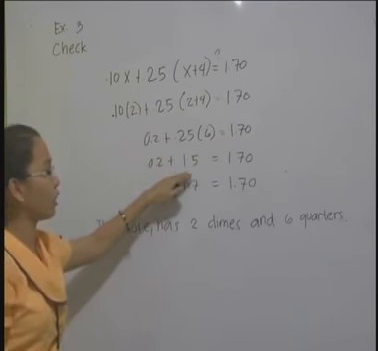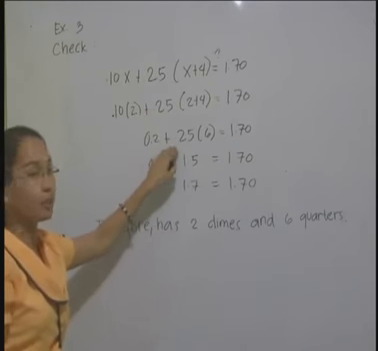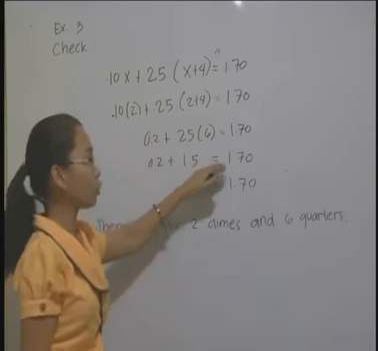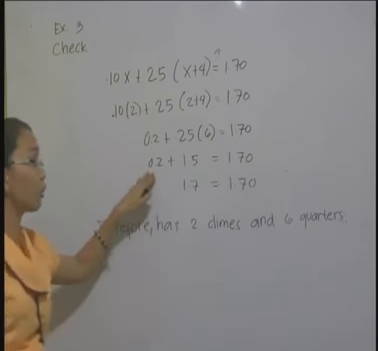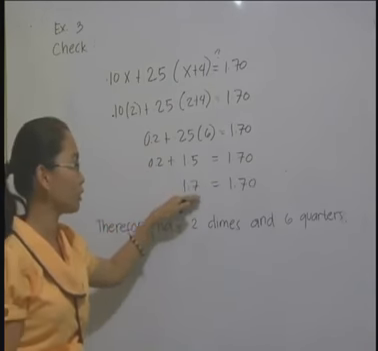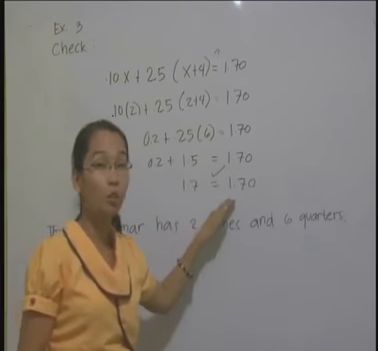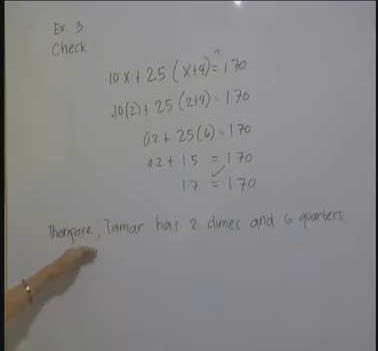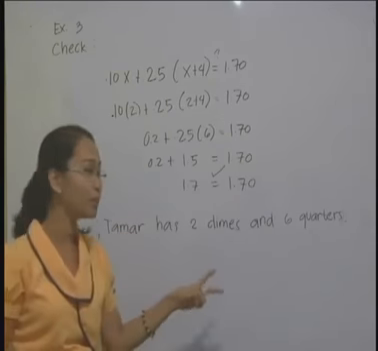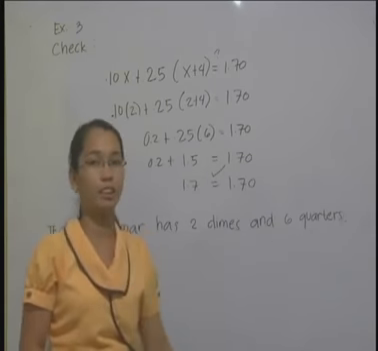0.25 times 6 is 1.5. So 0.2 plus 1.5, that is 1.7, is equal to 1.70. Therefore, Tamar has 2 dimes and 6 quarters.